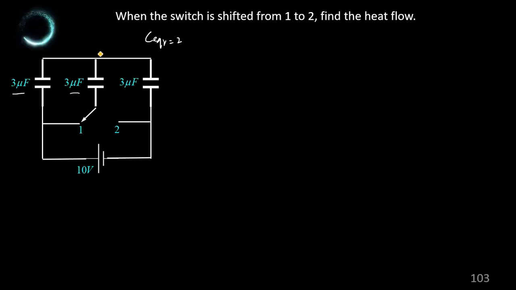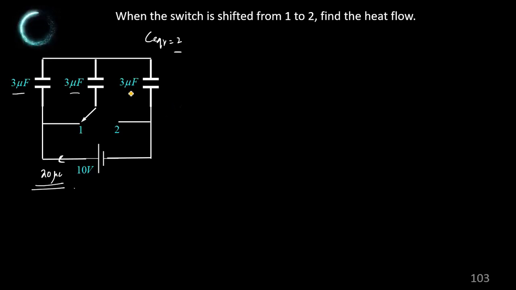So how much is the charge flown from the battery? If the equivalent is 2, can I say the charge is 20 microcoulomb? So 20 microcoulomb is the charge flown through the battery. Now you are connecting the switch to point number 2.